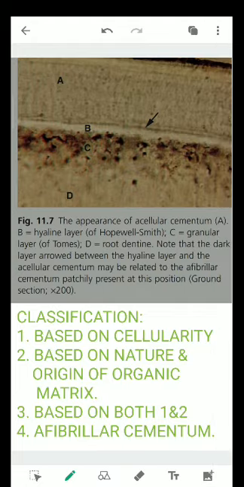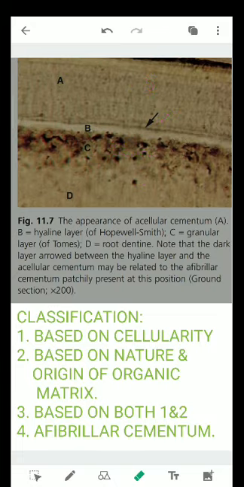Let's take a look at this diagram. This is cementum, acellular cementum. The arrow there represents afibrillar cementum. B, there is a hyaline layer of Hopewell-Smith, part of the dentin, somewhat. The C here is the granular layer of Tomes, it's part of the dentin, and here is your dentin, right? So it's just a little illustration of that diagram. We're going to understand it as we proceed.